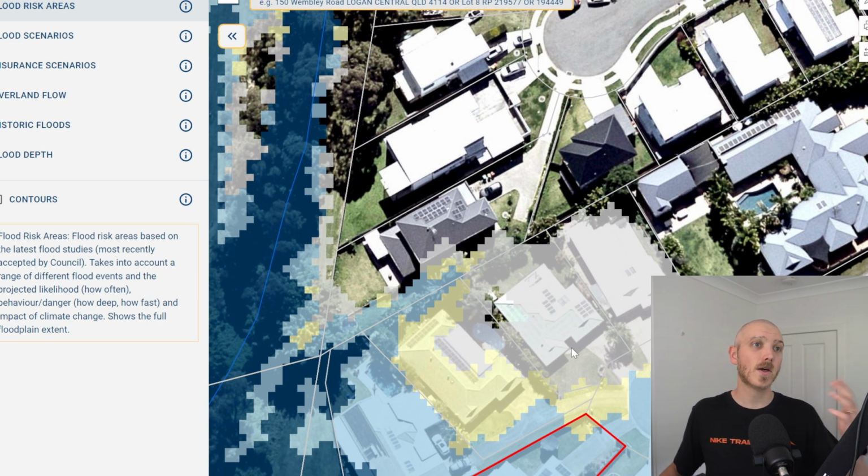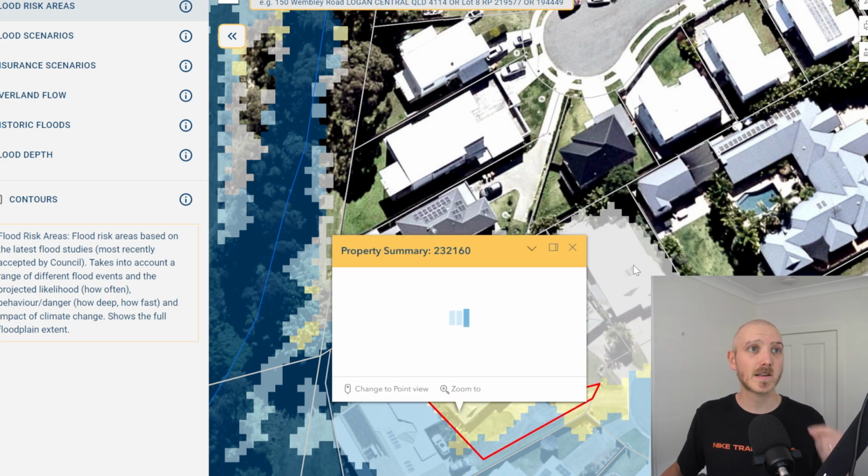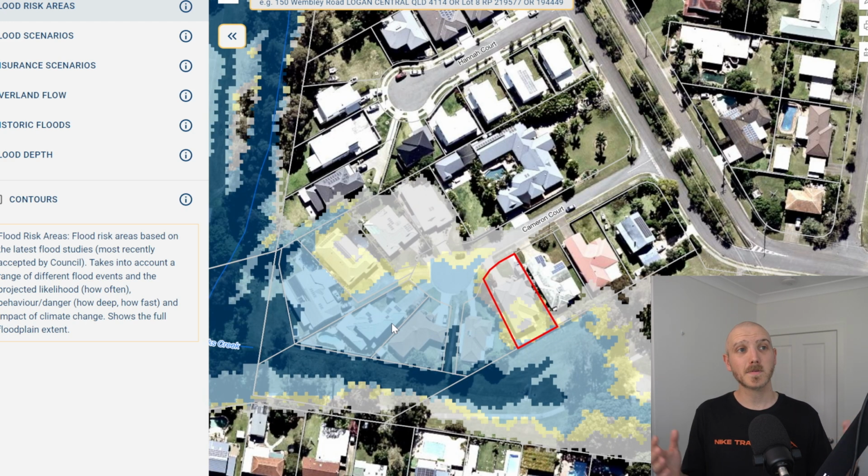In my case, for Logan City maps, I would very much consider grey and yellow areas, which are the very low likelihoods. Also, in some cases, council could put a light blue over a house, which is a 5% or a 2% likelihood, but that house has never flooded. So use these information maps to your advantage, understand how they work, understand that they're not always correct, and make an educated and informed decision.